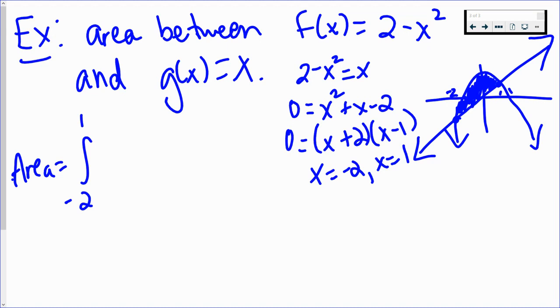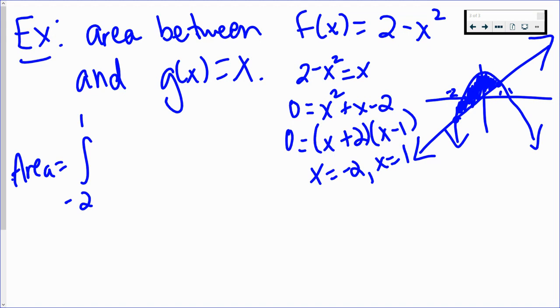And we found the 2 points that they had in common that are the bounds for this area. We could quickly plug something in between those to see which one was higher at the time. So let's say in between -2 and 1, let's say we plugged in 0. If we plug it into f of x, we're going to get 2. If we plug it into g of x, we're going to get 0. 2 is higher than 0, so f of x is higher than the other function on that interval.